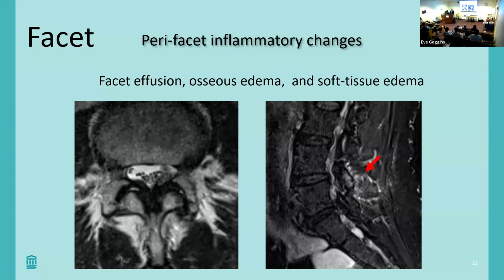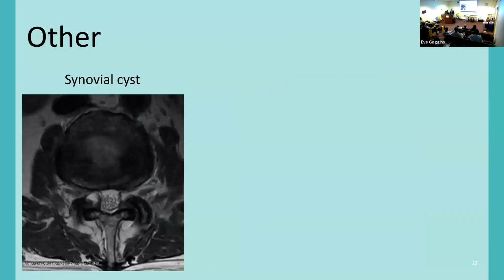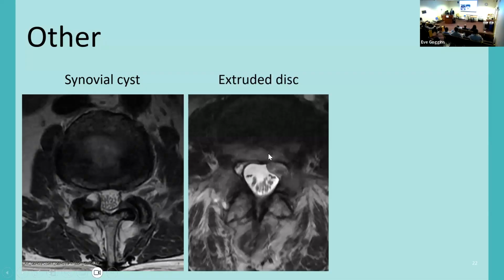I probably wouldn't call septic arthritis in the setting of what looks like severe osteoarthritis of the facets unless there were some other signs. I have to scroll laterally. There. And then other stuff. So here's a synovial cyst associated with the right facet that's causing stenosis of the lateral recess, right? It's mild spinal stenosis. An extruded disc, facing the lateral recess.